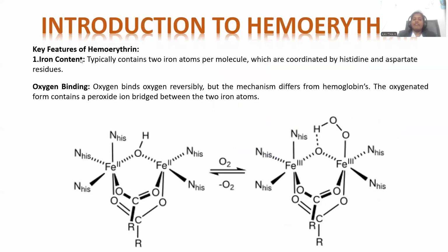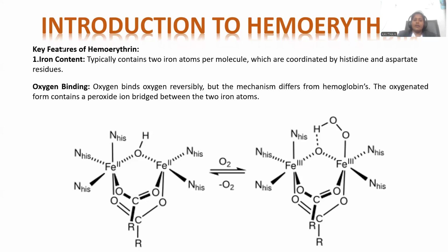Let me go for the key features of hemoerythrin. What kind of features are accompanied by this hemoerythrin? Here you can notice the deoxygenated form. Whenever oxygen is binding, it is able to generate a peroxyl linkage. This is said to be the oxygenated form. And there is a reversibility. That's the reason why a double-headed arrow is indicated. The oxygenated form may convert into deoxygenated, and deoxygenated will be transformed into oxygenated, so that both are interconvertible in nature. Both directions are operative.